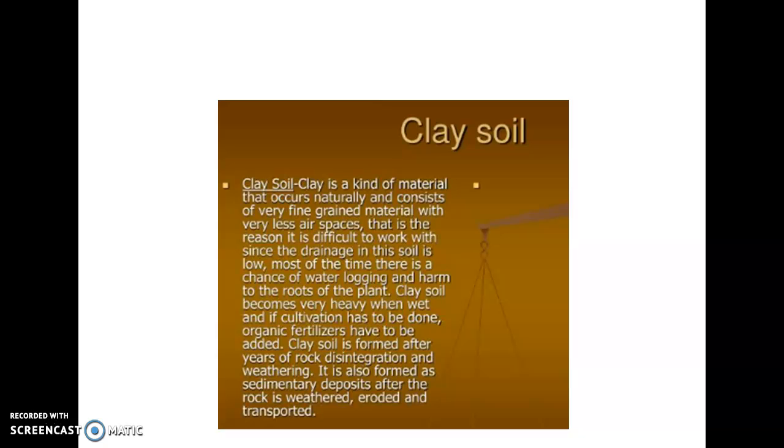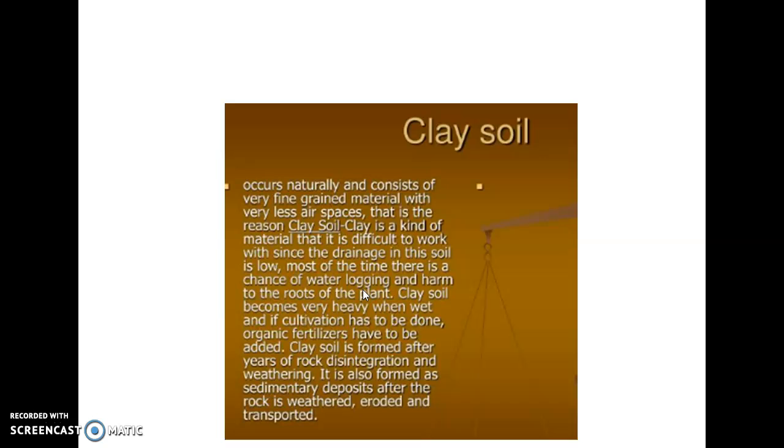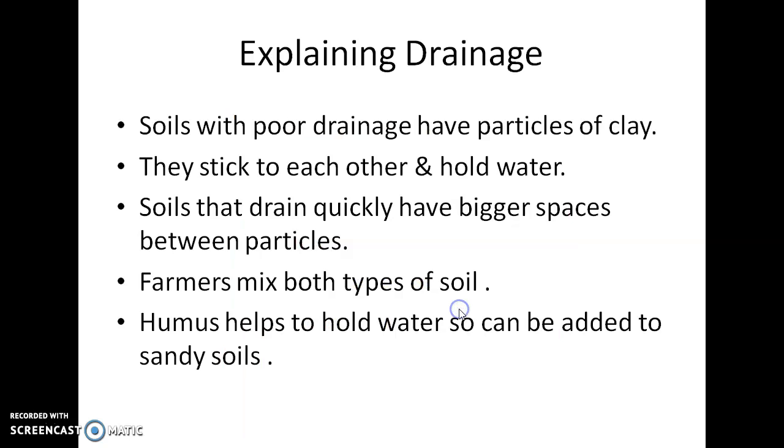Now, weathering is a topic that we are going to study next after this, but just for your information, weathering means eroding, or wearing off. So, it is also formed as sedimentary deposits after the rock is weathered, eroded, and transported. So it occurs very naturally.